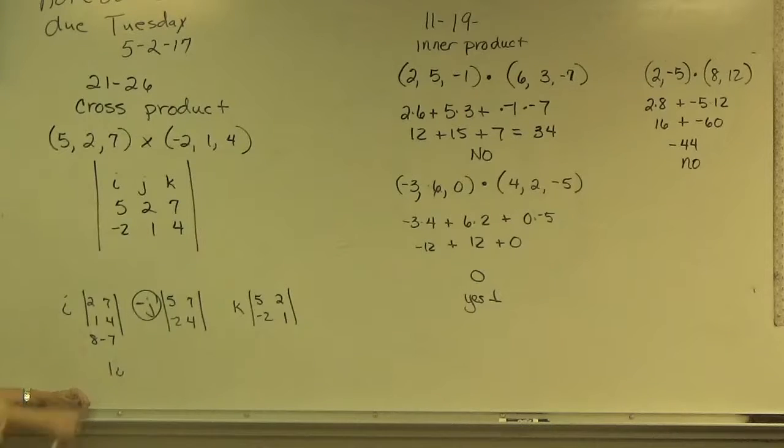What? 8 minus 7. Yeah, it's always diagonal down, subtract the diagonal up. Yeah, but then where does the 1 come from? 8 minus 7 is 1. Okay. Now you go to the next one.